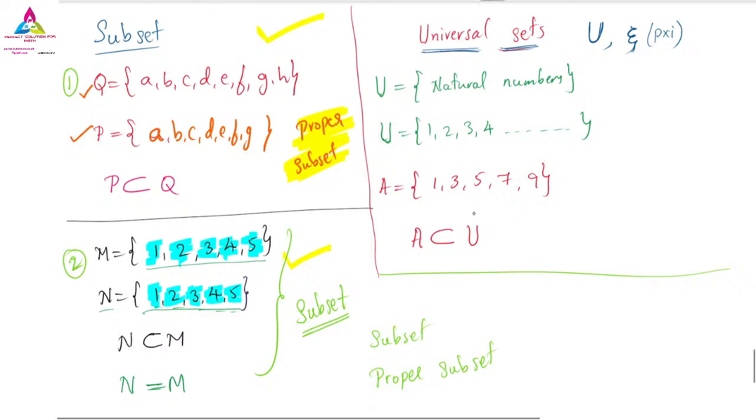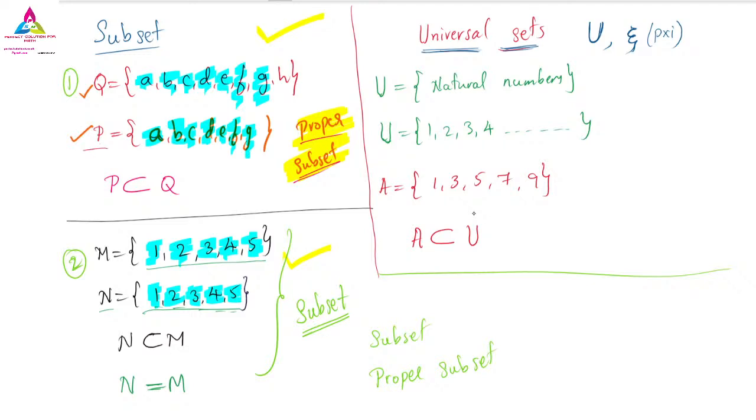So what will happen? You can see A is present, B is present in both sets, C is also present in the next set, D is also present in this set, E is also present in this, F is also over here, and G is also over here. So only one element is missing, that is H. So here I can say that P is a subset of Q, that is a proper subset. So it is a proper subset. Why? Because at least one element is not present in the second set. Okay, this is called a proper subset.